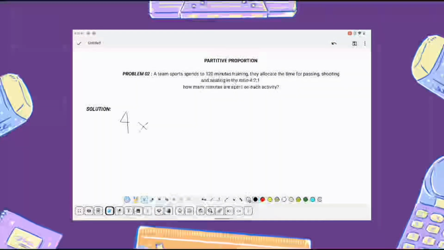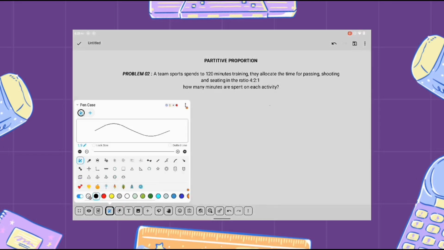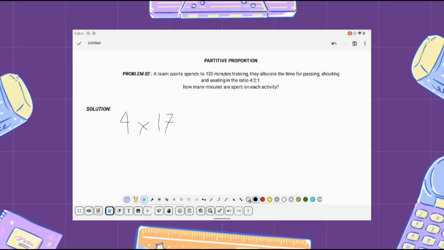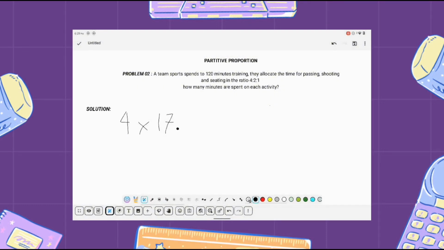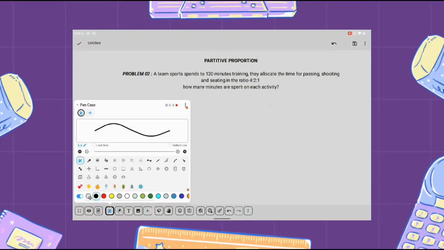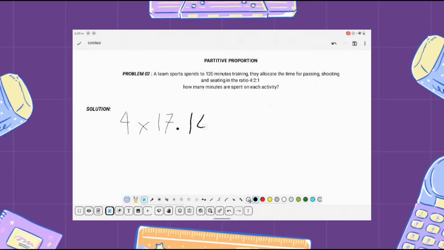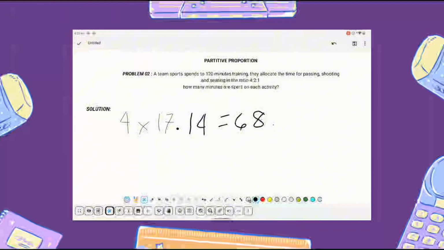Passing gets 4 parts, so 4 times 17.14 equals 68.57 minutes. Shooting gets 2 parts, so 2 times 17.14 equals 34.29 minutes. And lastly, sitting gets 1 part, so 1 times 17.14 equals 17.14 minutes.